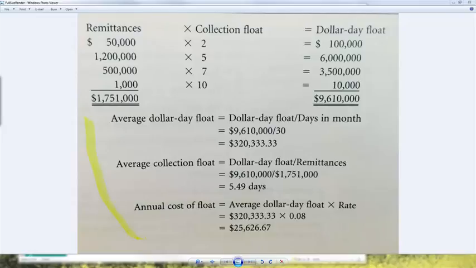And we're simply multiplying across from the left hand to the right hand side to come up with a total dollar-day float. For example, 50,000 times 2 equals 100,000. We do that for each of the lines and then sum them to come up with a total dollar-day float of $9,610,000.